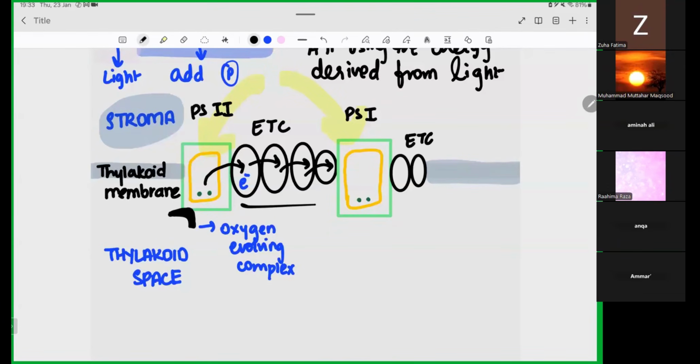The chlorophyll A pigments would get excited, and due to that, they would lose their electrons, and their electrons would be transferred to the ETC. Now, the question over here is, we have studied this previously as well, that the electron transport chain should be continuous, should be in a state of continuous flow.